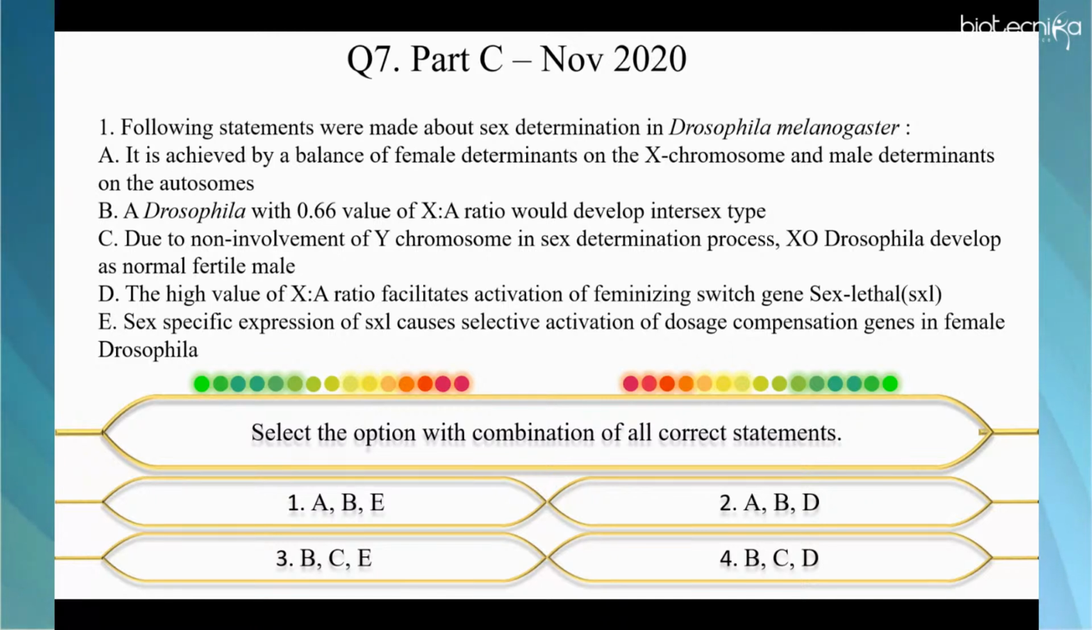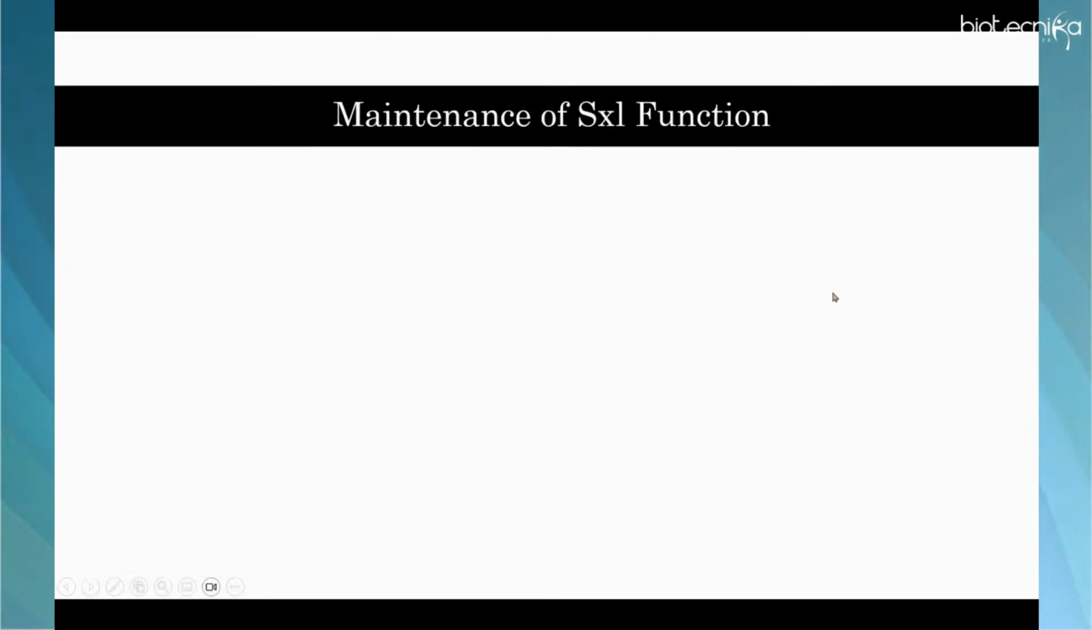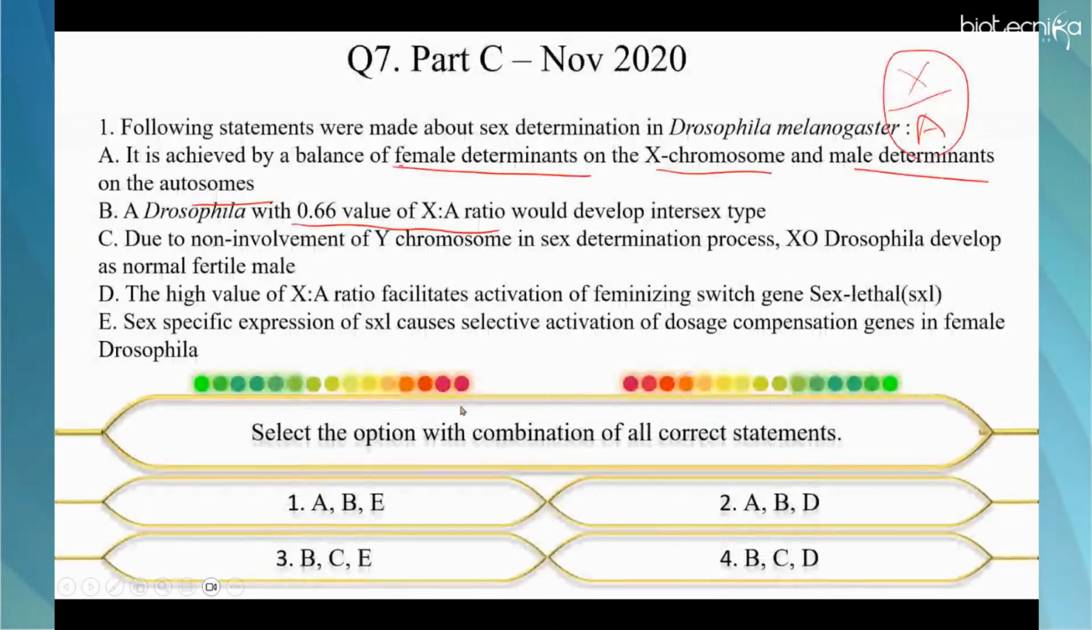It is achieved by a balance of female determinants on the X chromosome and male determinants on the autosomes. So if you know how Drosophila sex development takes place, does it develop by this X by A ratio, yes or no? You have to mark the combination with all the correct statements. Then we have a Drosophila with 0.66 value of X by A ratio would develop the intersex type.